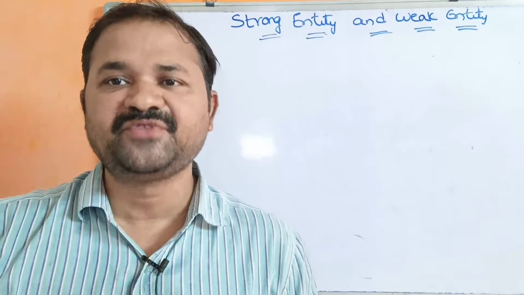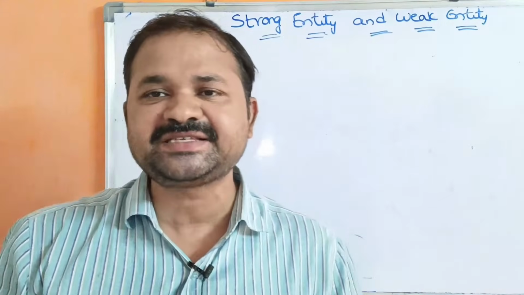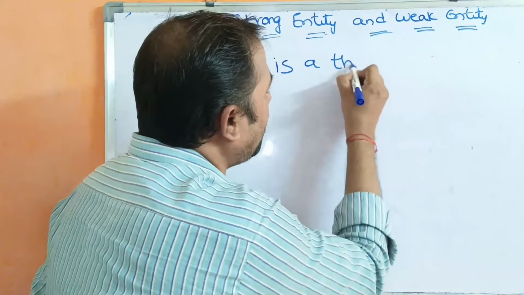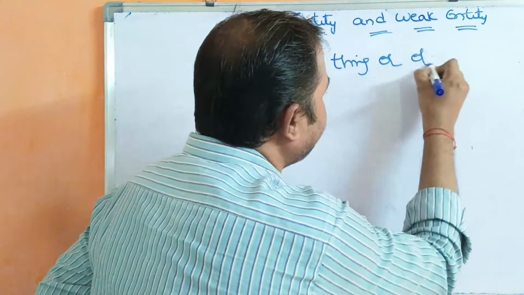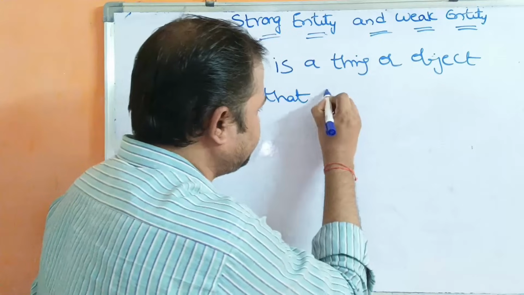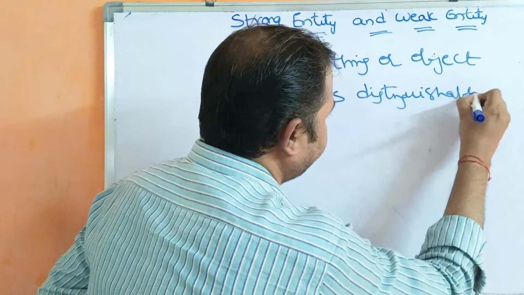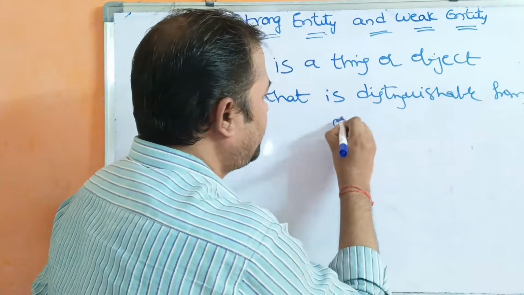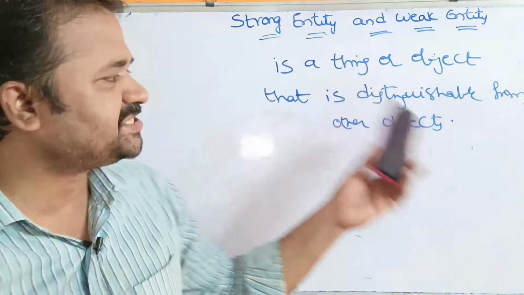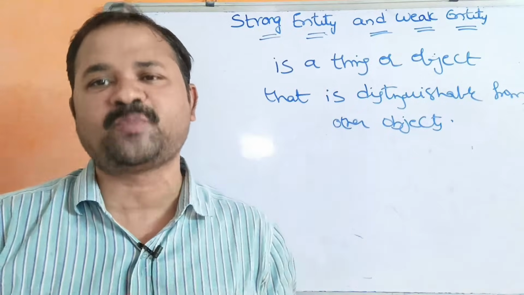In this video, we are going to discuss strong entity and weak entity in DBMS. We know that an entity is a thing or object that is distinguishable from other objects. So entity means an object which can be distinguished from other objects. That means each object has its own properties.